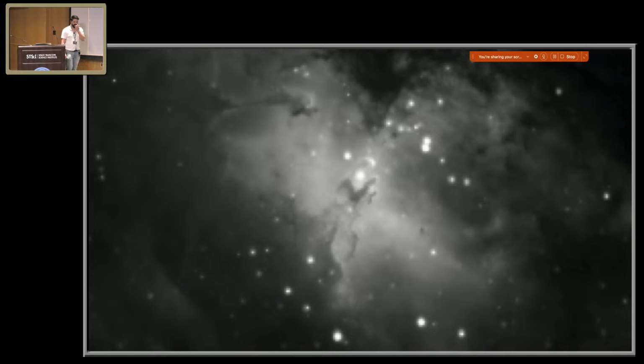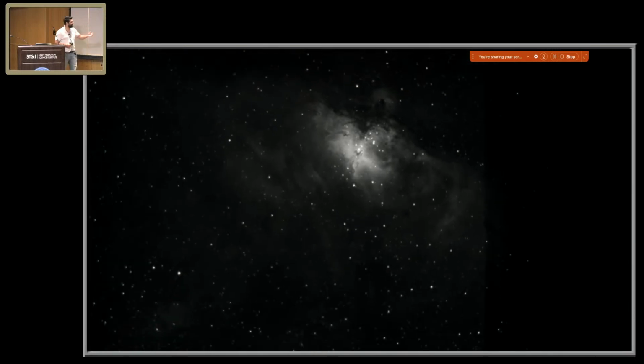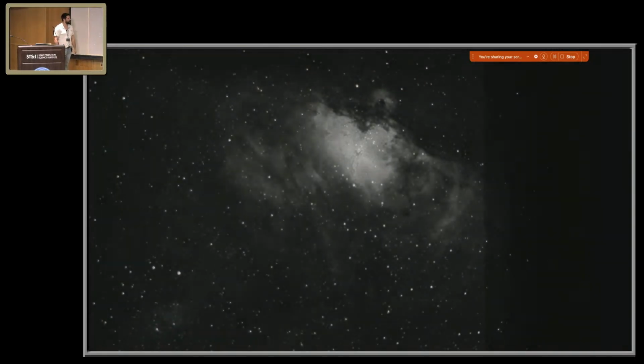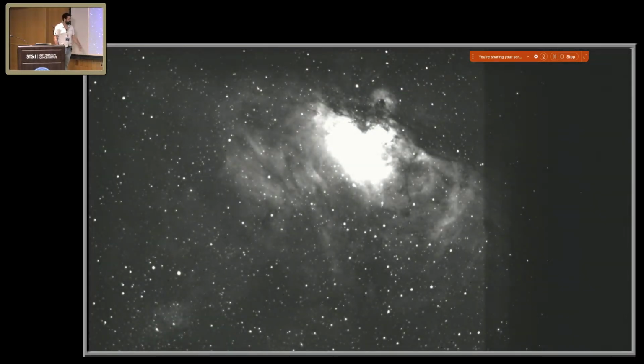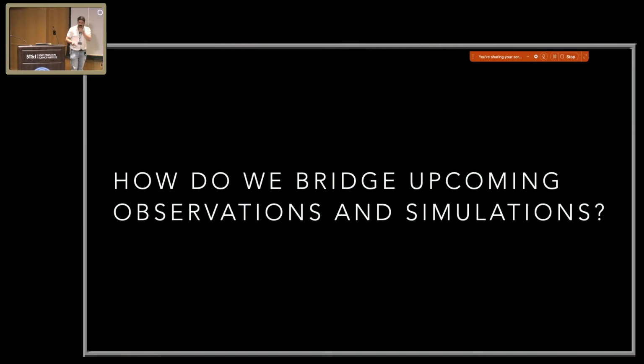This is not quite HST resolution, but with our field of view, we can get beautiful images of things like nebulae. And if we're interested in star formation regulation and leakage out of H2 regions and things like that, there may be some interesting science that Dragonfly will be able to help with as well. So I'll end with the question: how do we bridge upcoming observations and simulations?